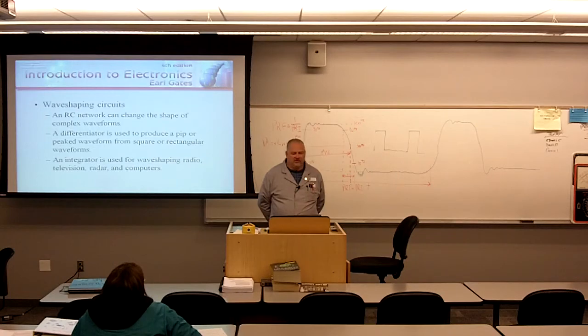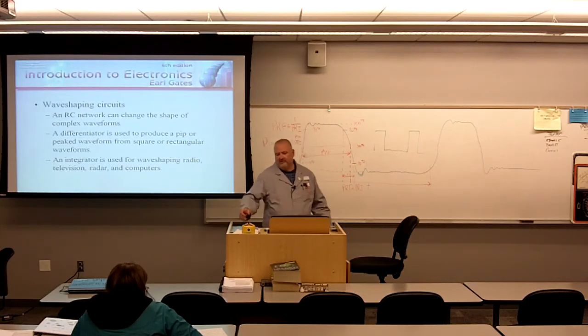Wave shaping circuits also include an RC network, which could change the shape of a complex waveform. A differentiator is used to produce a peaked waveform from square or rectangular waveforms. Okay, let me show you an easy way of remembering these. Everybody got this on the board?